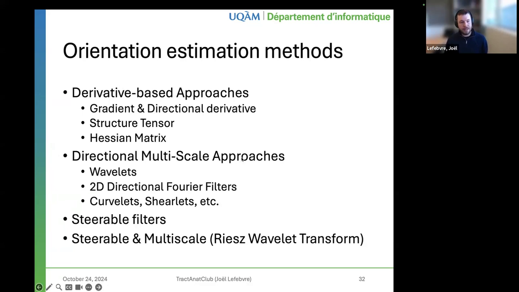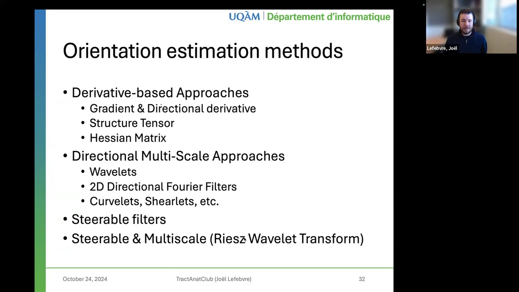So if we go to wavelets, to directional filters, to curvelets, shearlets, those are different tools to do this. The advantage of steerable filters, and I will show you one slide on this, is that we can measure the orientation for a specific low number of orientations, and then combine them to infer the orientation of the structure for all the other directions. So that's really computationally efficient.